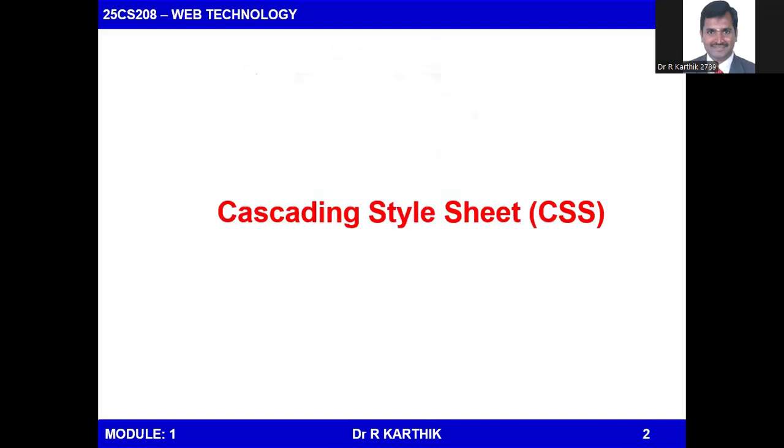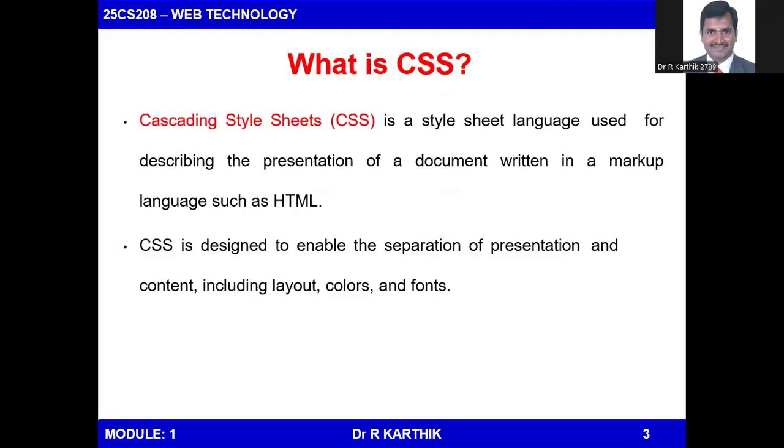First, let's see what cascading style sheets are. A cascading style sheet is a style sheet language used to describe the presentation of an HTML document. It controls the appearance of web pages, including colors, fonts, spacing, and layout, while keeping the content separate from the presentation. Why CSS? Without CSS, pages appear plain.